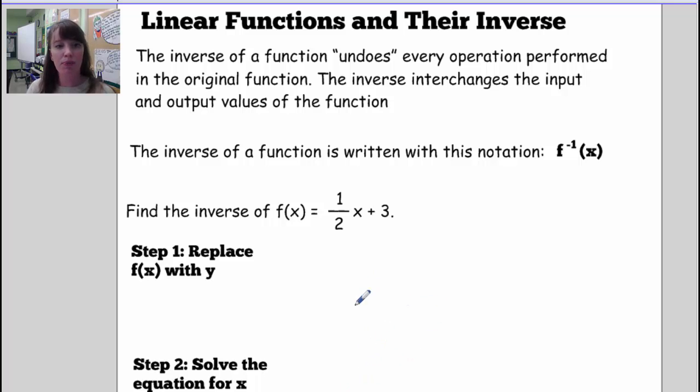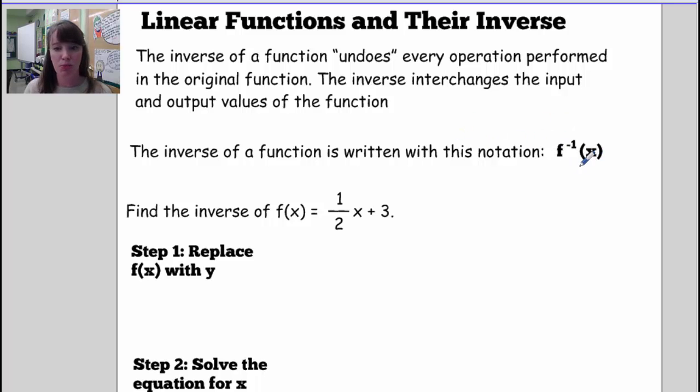Okay, so the inverse of a function essentially takes the operations that happen in the function and undoes all of them, just like the inverse of an operation. Subtraction and addition are considered inverse operations to each other because one undoes the other, okay? So for the inverse, you want to interchange the input and output values of the function.